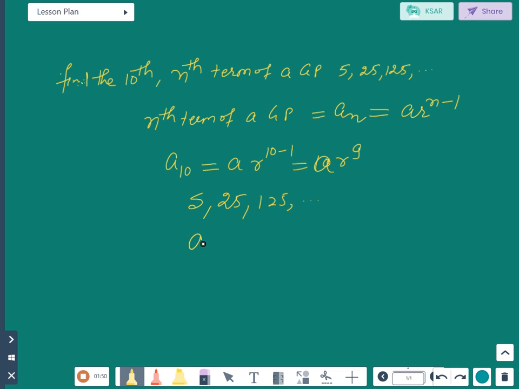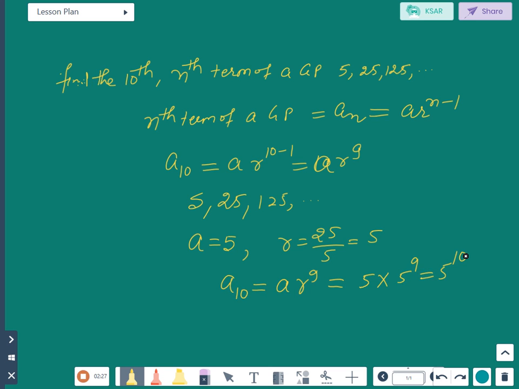So the first term a is 5, given in the question, and the common ratio we always find by dividing the second term by the first term, and then the third term by the second, and the ratio is 5. This is the common ratio. So now a10 is equivalent to a r power 9, where a is 5 and r is 5, that is 5 power 9 times 5, the result is 5 power 10. This is the first part.